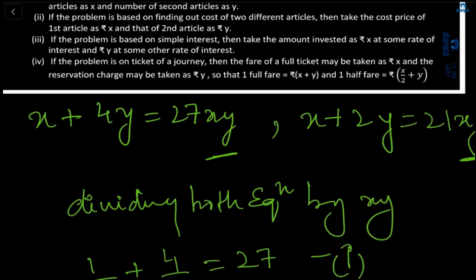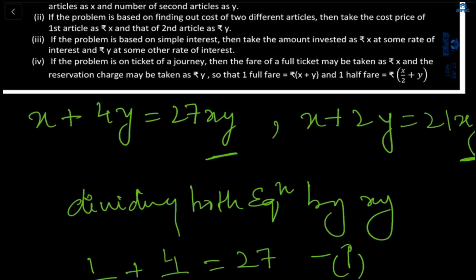Now if the problem is on a ticket of a journey, then the fare of a full ticket may be taken as rupees x and the reservation charge may be taken as y. You can assume the price of a full ticket as x, and the reservation charge is y. So one full ticket will be x plus y, meaning the price and the reservation charge. And one half ticket will be what? The reservation charge will be the same, but your full ticket price can be half. So x by 2 plus y.